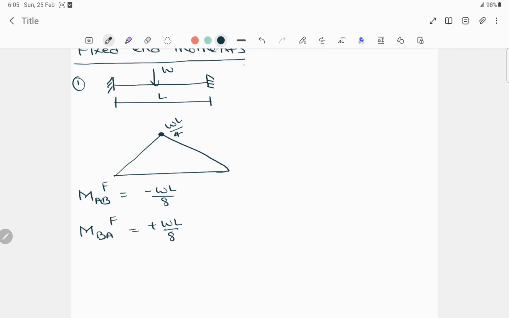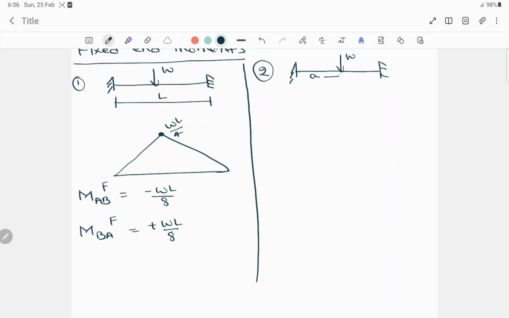Now suppose it's a fixed beam and here one load is acting, but the distances are not the same, it's not equally distributed.